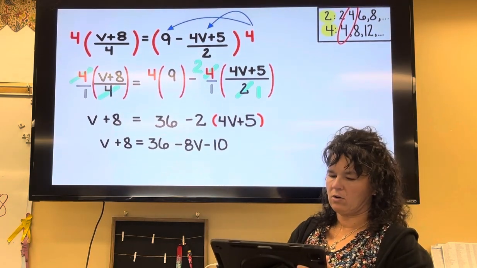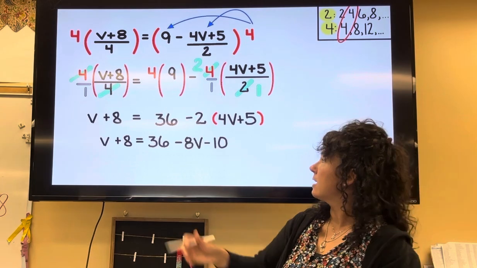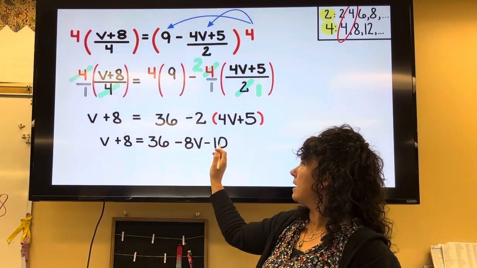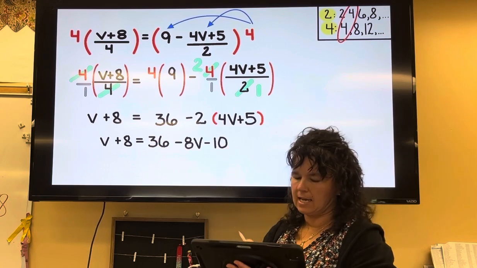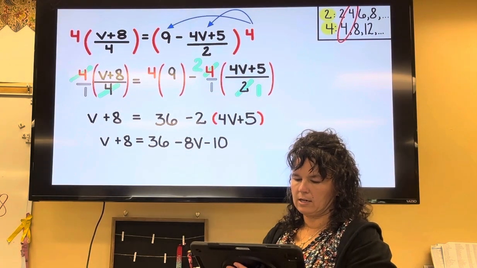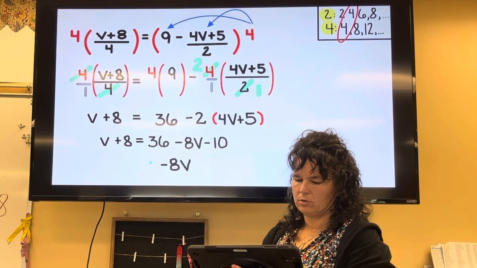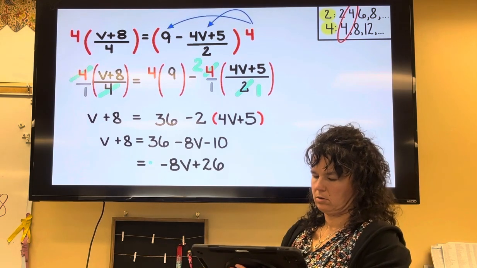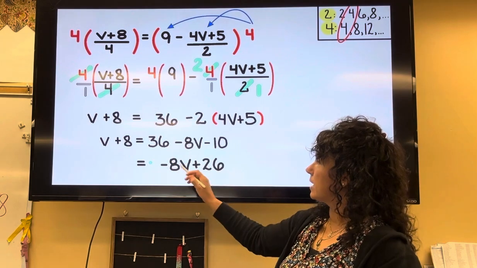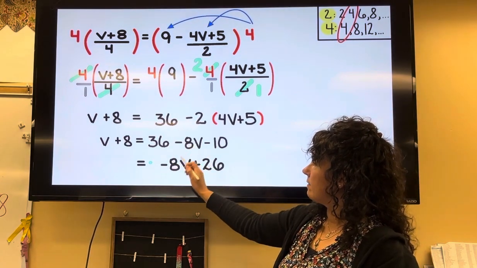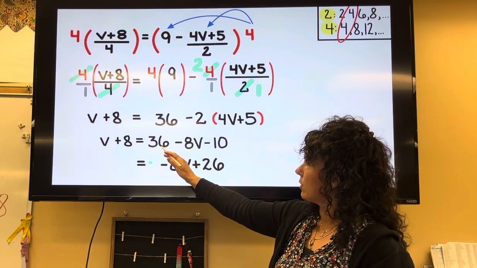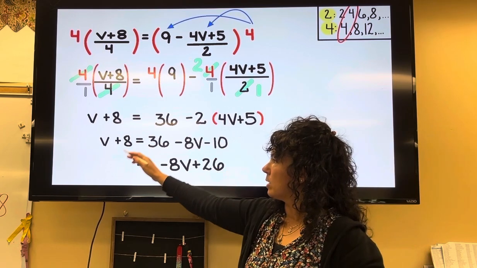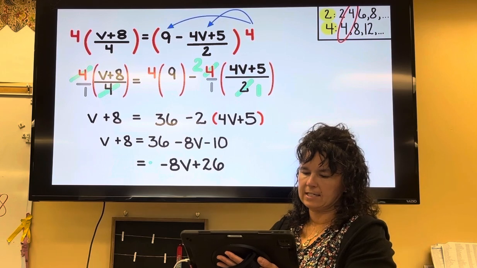Okay, so now I can combine like terms because I want to simplify, and 36 minus 10 is going to be, here we go, it's going to be 26. So I have this negative 8v right there, and then 36 and negative 10 made 26. We can once again bring down the v plus 8.